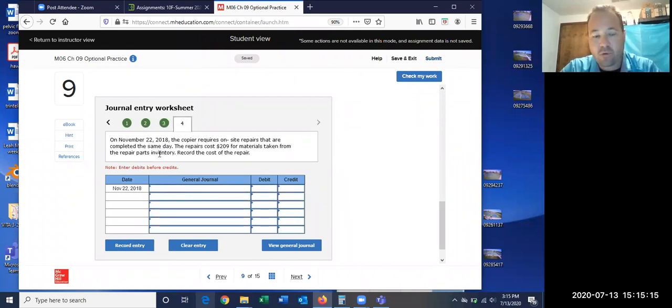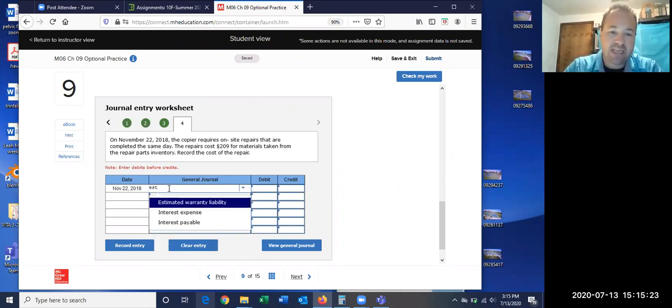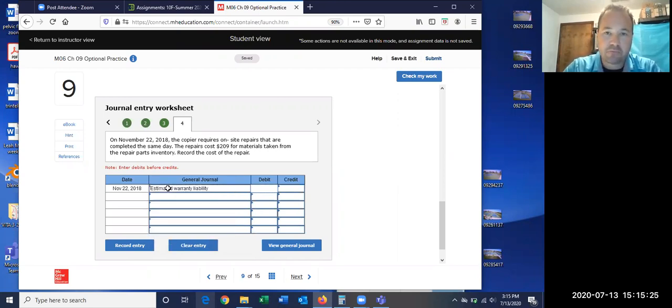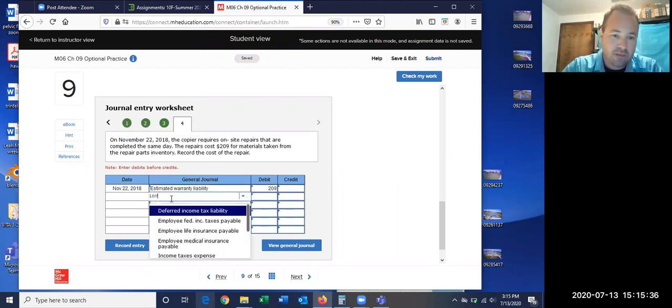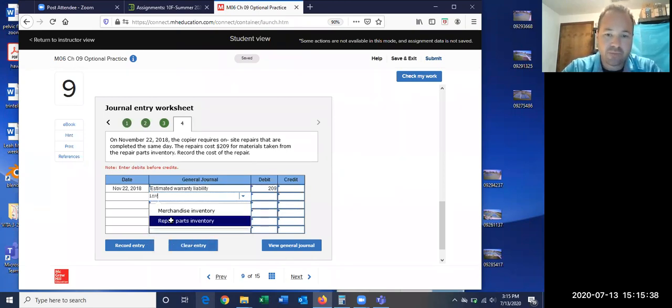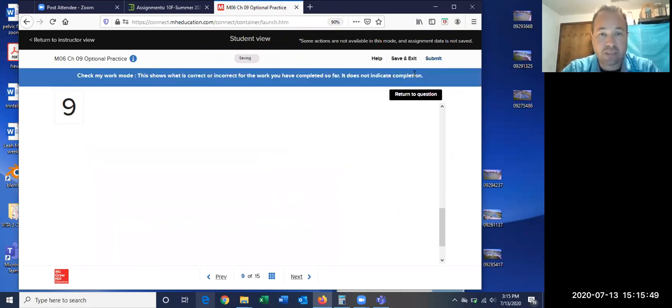And then finally, now we're in 2018, we need to record the cost of that $209. Well, I've already expensed it. I'm going to then take it out of that estimated liability account, 209. And instead of crediting cash, I'm just going to take it out of my materials for the repair parts. So repair parts inventory. So this company has two different types of inventory, the regular merchandise and then the parts. And it's pretty simple once you've gone through the steps from the lecture example.